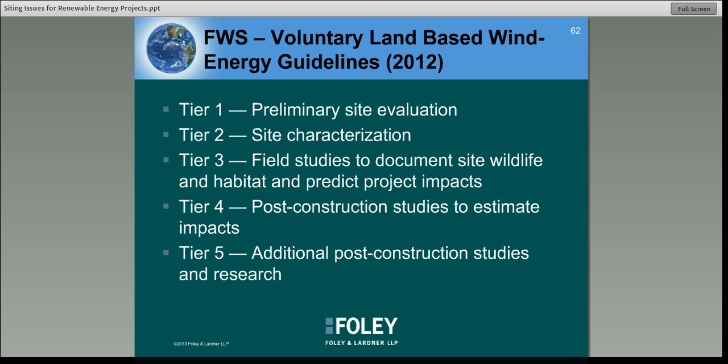These are the five tiers. The first three tiers are all pre-construction tiers. So when developers are working to identify, avoid, and minimize risks to species of concern, these are the tiers that they're going to work through.